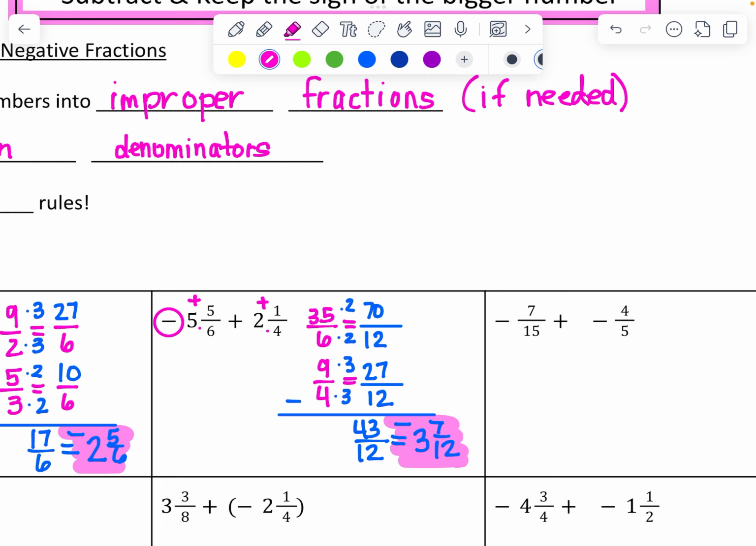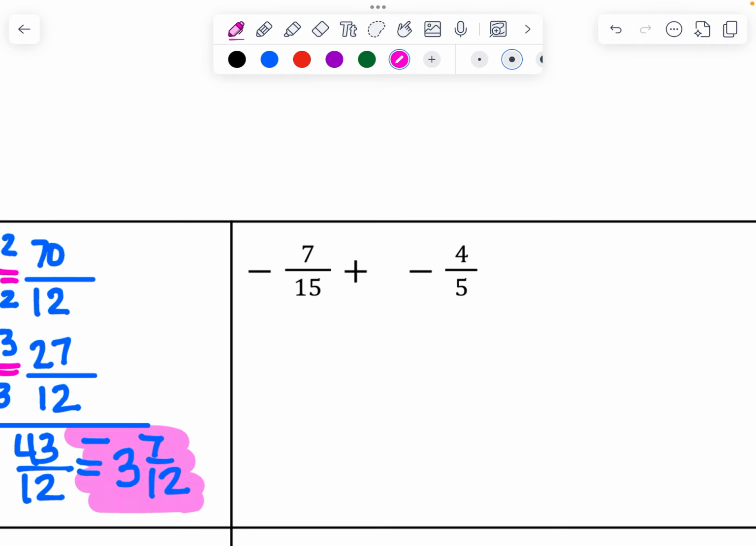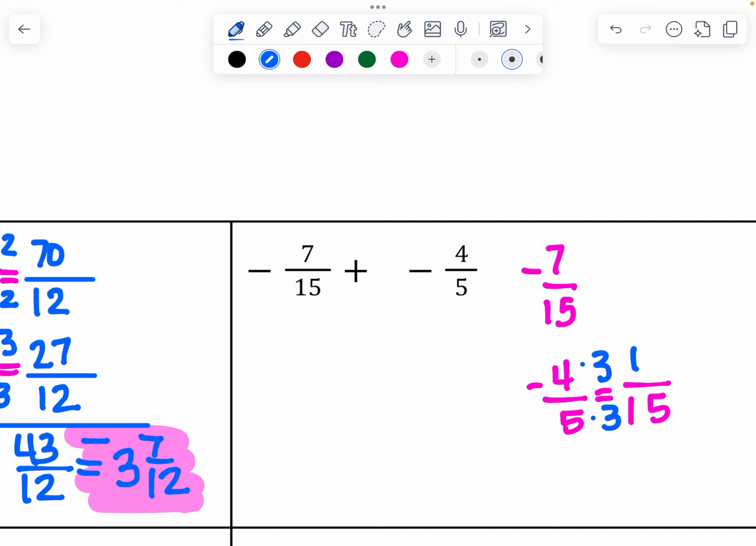Now I see that I have no mixed numbers and I have 2 negatives. So I know that when I have 2 negatives, I'm going to put them together, but I still have uncommon denominators. So I'm going to write 7/15 because I know that 5 can go into 15 3 times. So 4 times 3 is 12. I'm going to keep this with 15ths.